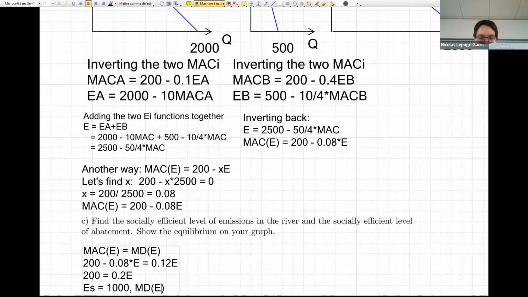So MDF 1000 equals to 0. So it's equal to 120.